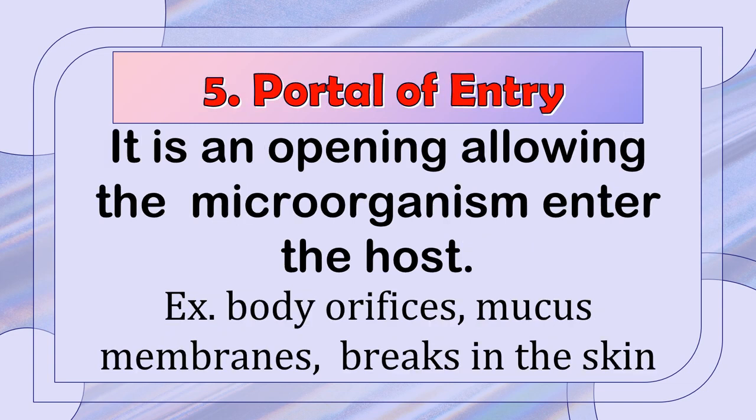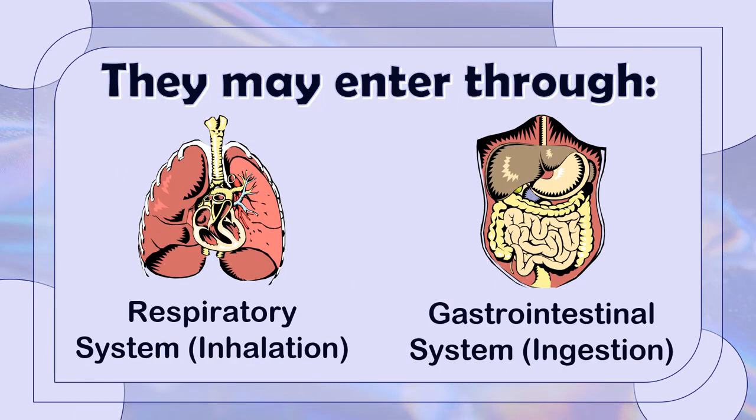Now, after the pathogens leave the body of the first host, it will now go to the next host through what we call the portal of entry. It is an opening allowing the microorganism to enter the host. For example of the different portals of entry, we have body orifices, mucous membranes, and breaks in the skin. They may also enter through the person's respiratory system, through inhalation, and also in our gastrointestinal system through ingestion.